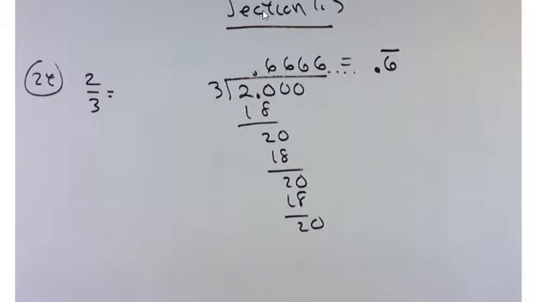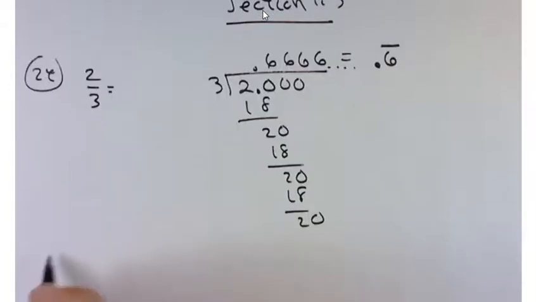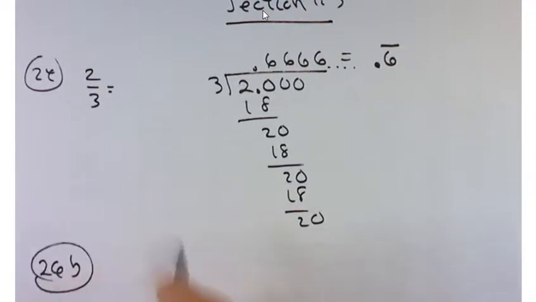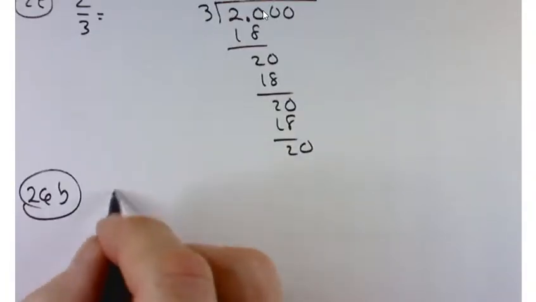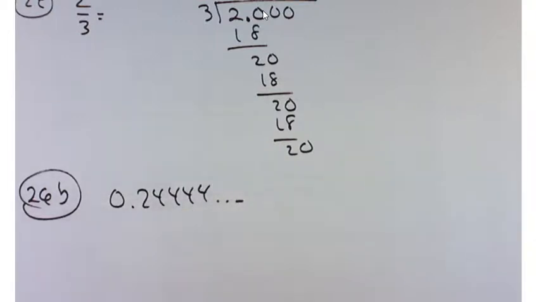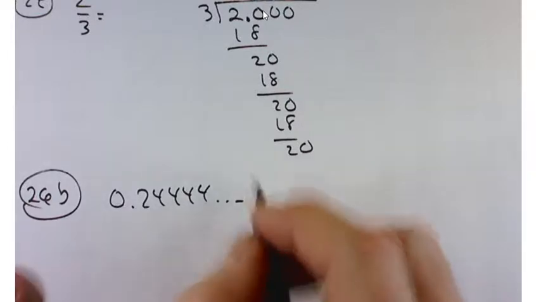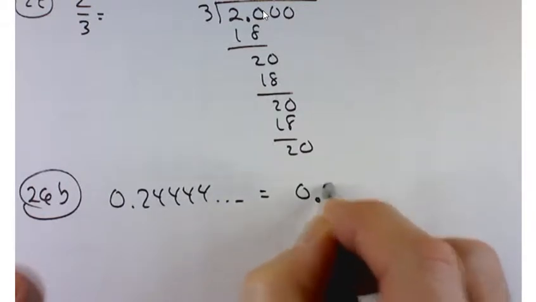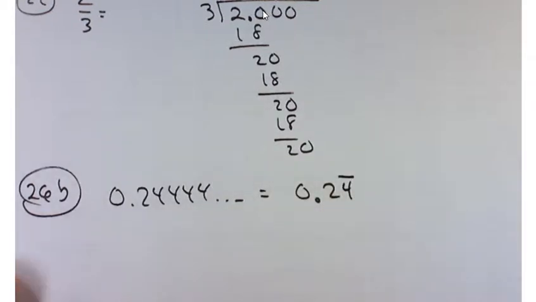So the next one I want to look at would be problem 26, part B. Actually, no, I said it right. We're actually going to go the other direction. Well, not quite. 26b gives us this number, 0.2444, etc. So the 4 part is repeating. If you're going to write it with this fancy notation, it'd be 0.24 and then a bar over just the 4.